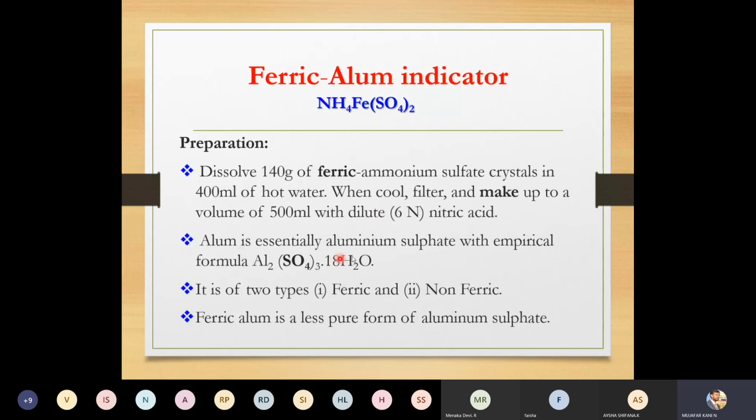Alum is essentially aluminum sulfate with empirical formula Al2(SO4)3·18H2O. It is of two different types. One is ferric and another one is non-ferric. Ferric alum is a less pure form of aluminum sulfate.